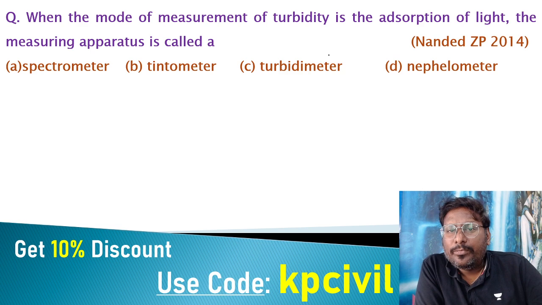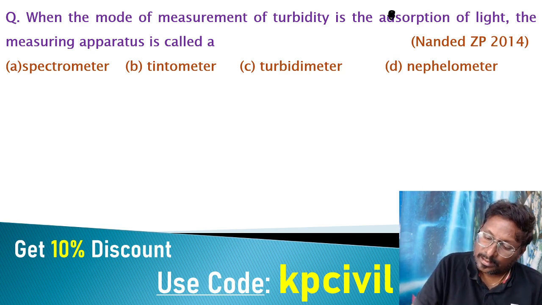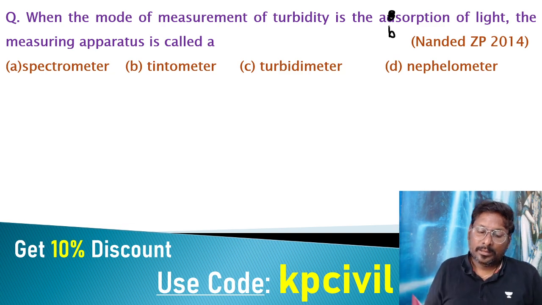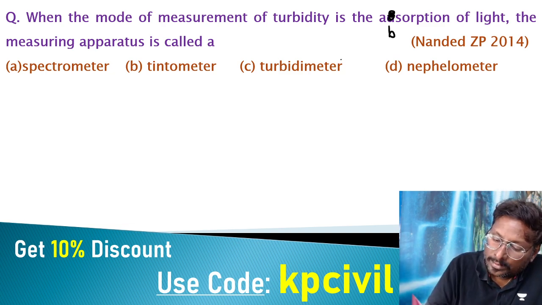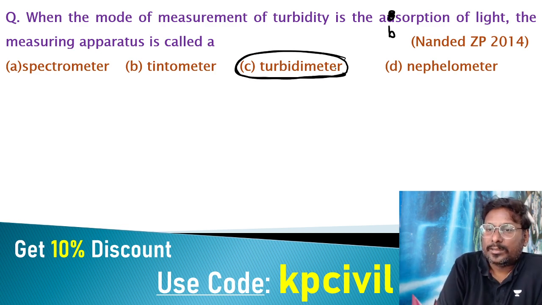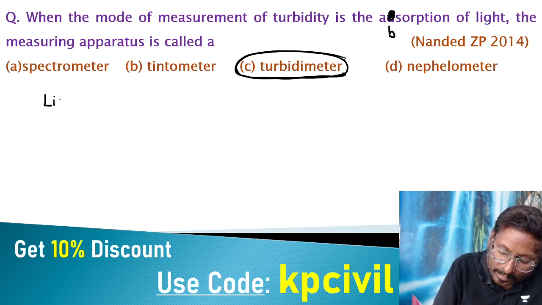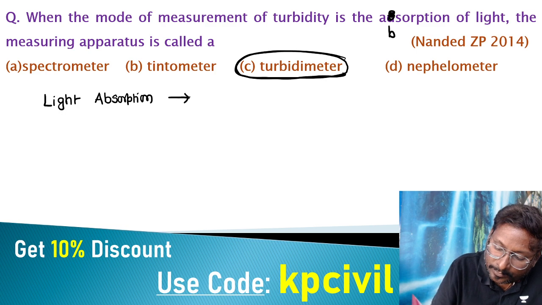When the mode of measurement of turbidity is absorption of light, not adsorption, absorption of light, what is the measuring apparatus? If it is based on light absorption, it is a turbidimeter. The very important thing I would like to say here: light absorption phenomena, that we call turbidimeter.